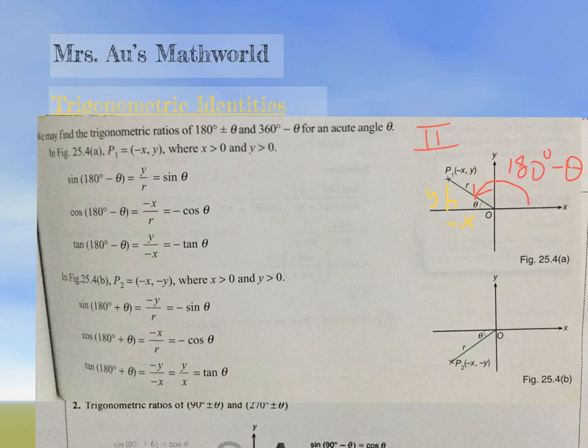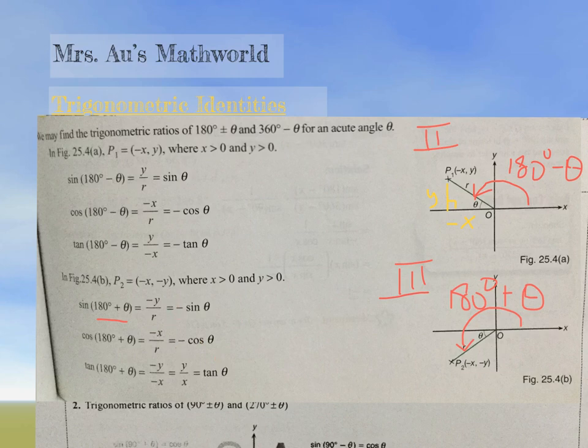It's similar for the case of 180 degrees plus theta. This one is quadrant 3, and it is shown in this way. Make sure you understand how the triangles are. You can see again that the trigonometric ratios have the same values, but the only difference is the plus or minus sign.